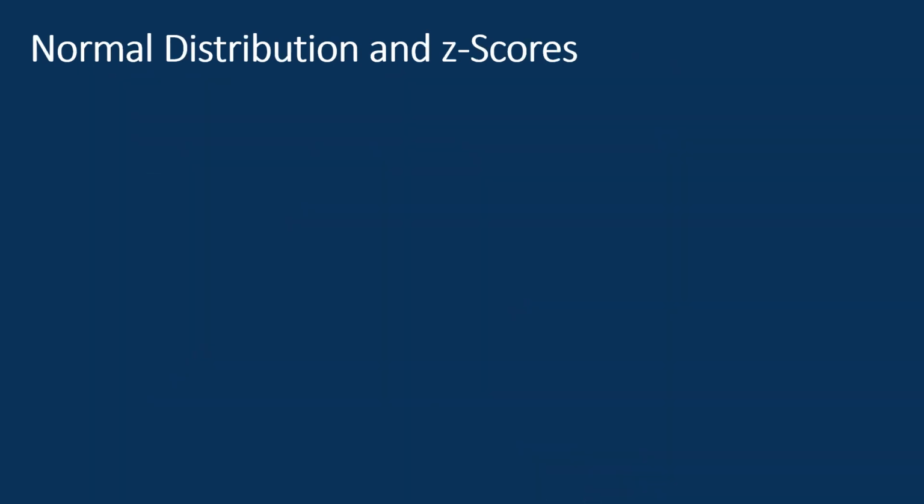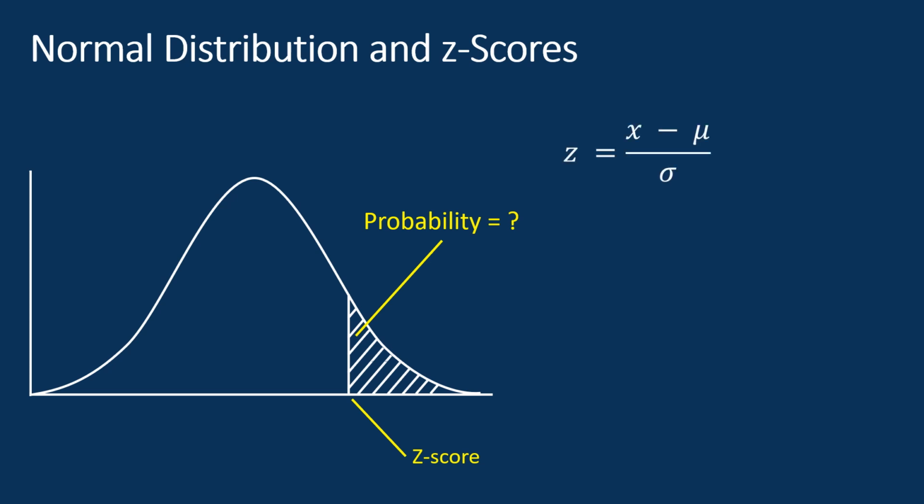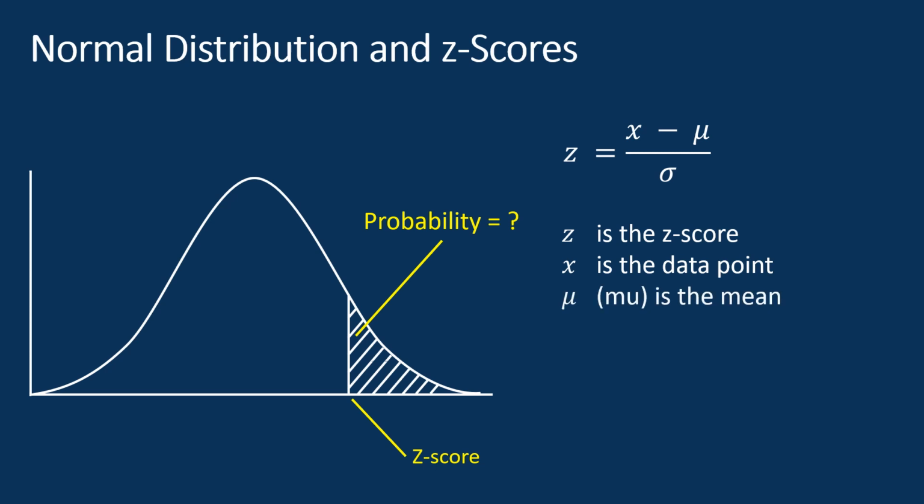Before diving into the inverse normal distributions, let's quickly review the normal distributions and Z-score. The normal distribution is a bell-shaped curve that represents how data points are spread around the mean. To calculate probabilities, we use Z-scores, which tell us how many standard deviations a data point is from the mean. The formula for a Z-score is Z equal to (X minus mu) over sigma, where Z is the Z-score, X is the data point, mu is the mean, and sigma is the standard deviation.